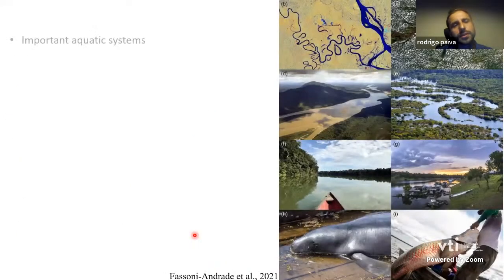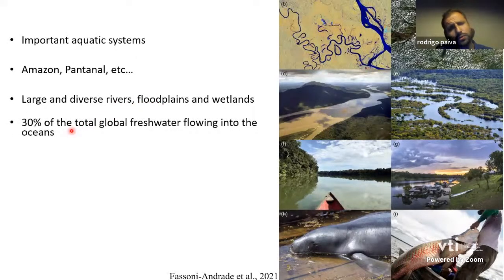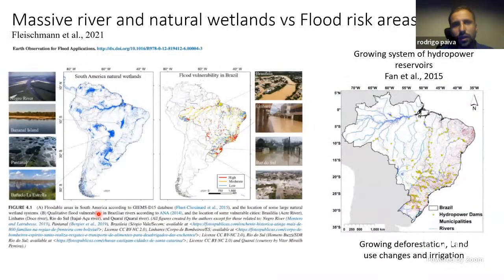And besides that, South America is the home of important aquatic systems. For example, we have the Amazon and the Pantanal. As I told you, a large and diverse set of rivers, floodplains, and wetlands. It is responsible for around 30% of total global fresh water flowing into the oceans. It is the home of global land biodiversity and a major player in the global climate system and the water, energy, and carbon cycles. Also, it's a unique continent as it has massive rivers and natural wetlands.